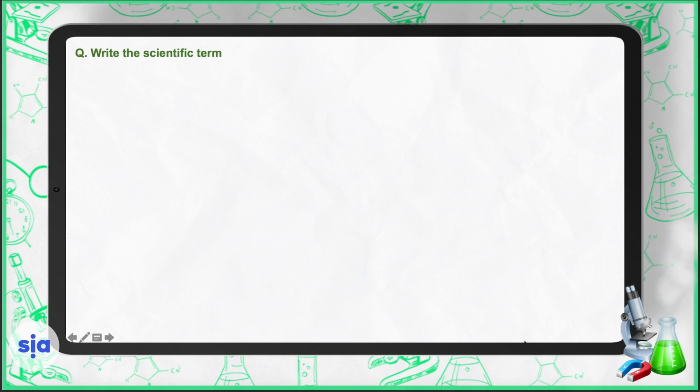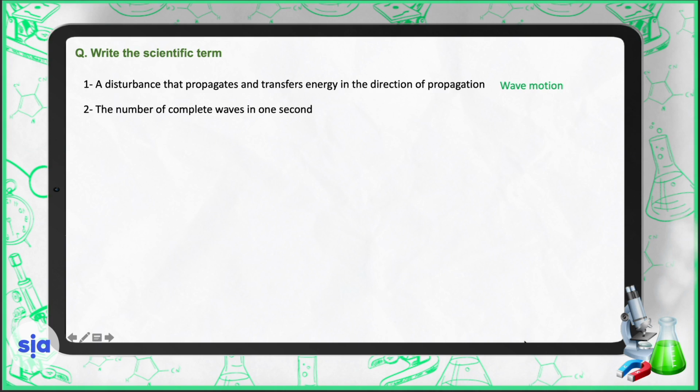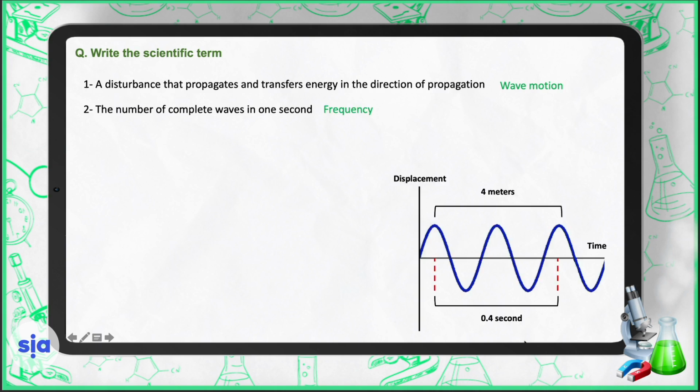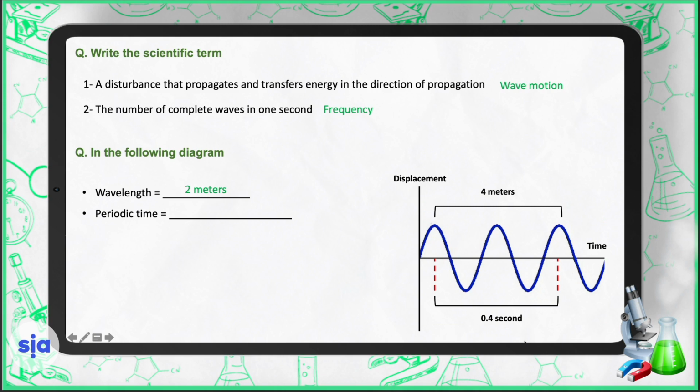Now it's time for questions. Write the scientific term. A disturbance that propagates and transfers energy in the direction of propagation. It's wave motion. The number of complete waves in 1 second. Frequency. In the following diagram, identify the wavelength. It's 2 meters.